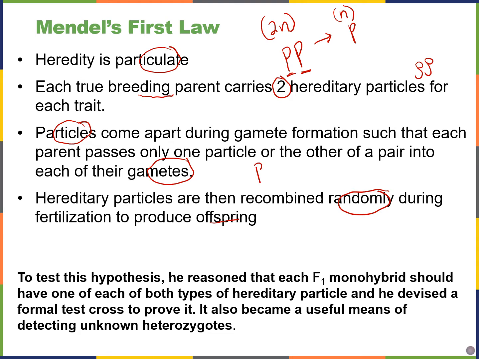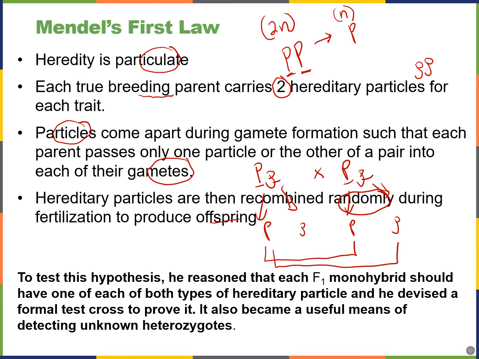So if I had a heterozygous individual crossed with another heterozygous individual, the gametes could be big P or small p, and this one could have a big P or a small p. And when they recombine, they come together randomly. Big P could be combined with big P, or big P could be combined with small p, or this small p could go with that big P, or this small p could go with that small p. And that's that random recombination we see.